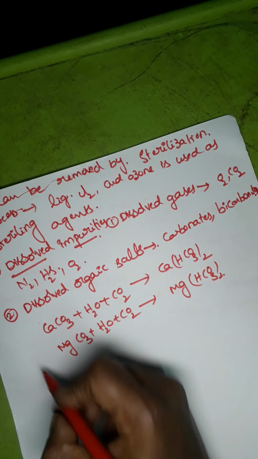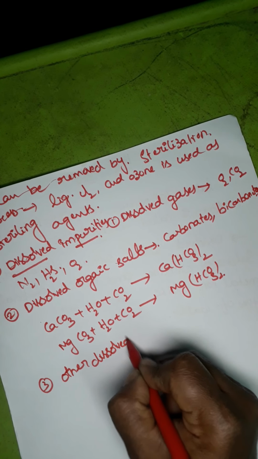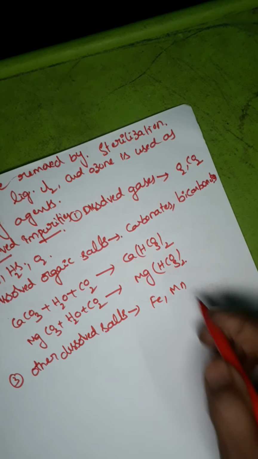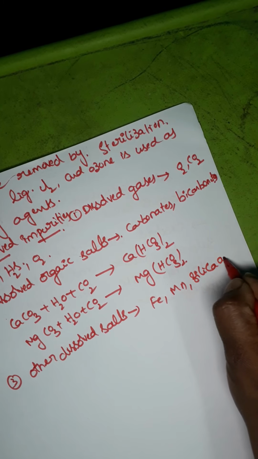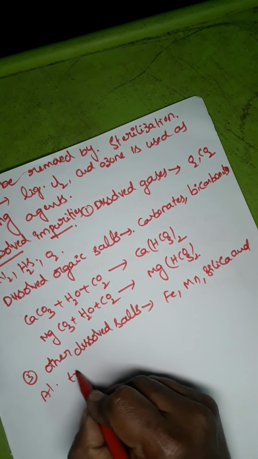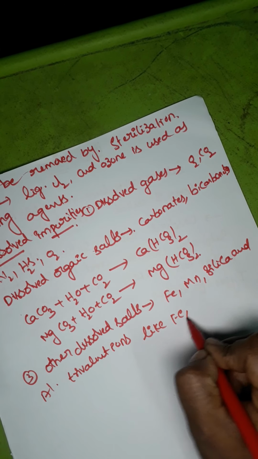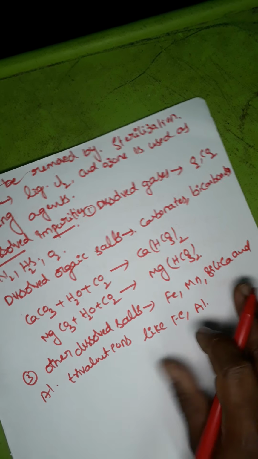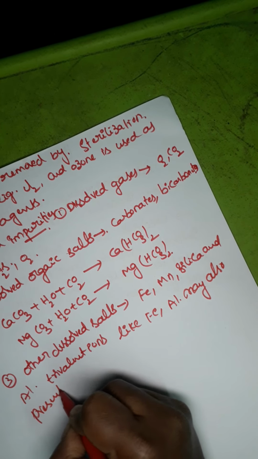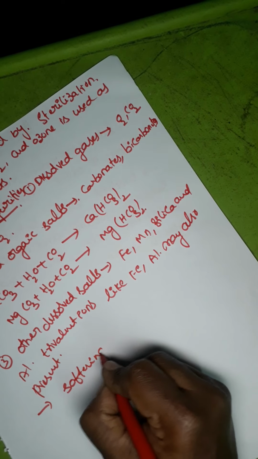Third one is other dissolved salts. The other dissolved salts are like ferrous, manganese, silica, and aluminium. And sometimes trivalent ions like ferrous and aluminium may also be present in the water. It can be removed by using the softening process.